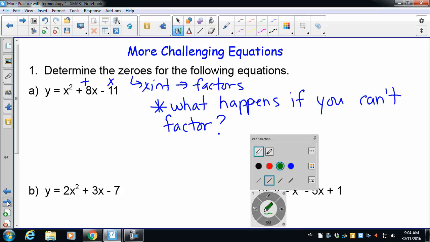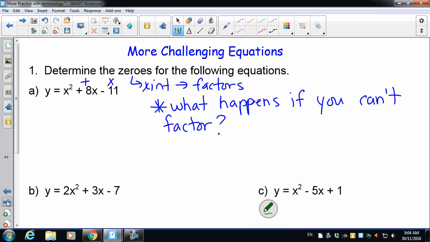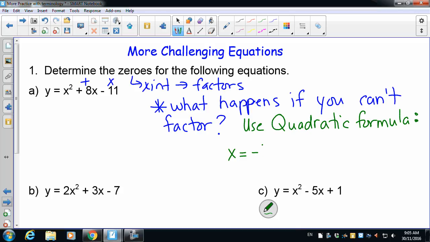So fortunately, there's a handy dandy little formula. That formula is called the quadratic formula. Not very creative, us mathematicians. Quadratic equation, quadratic formula. You use the quadratic formula when you cannot factor something and it will find the x-intercepts for you. So the quadratic formula is negative b plus or minus the square root of b squared minus 4ac over 2a.